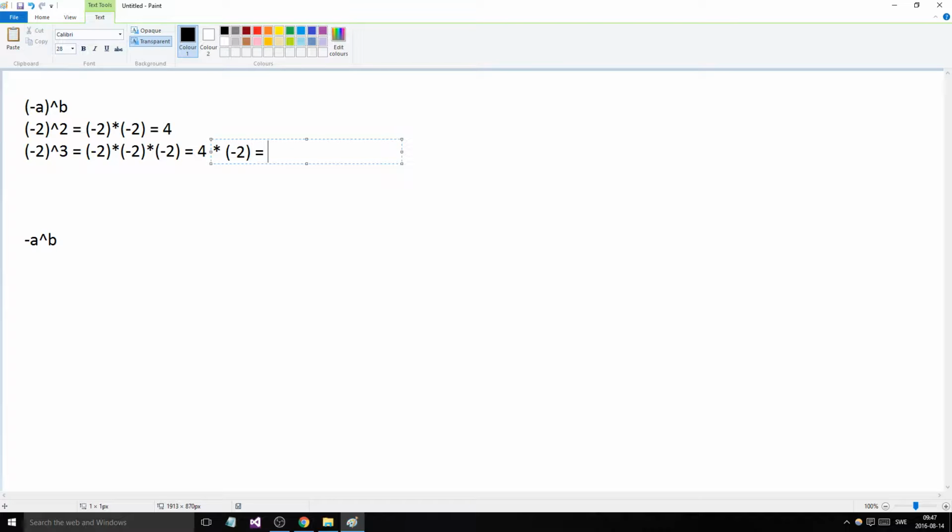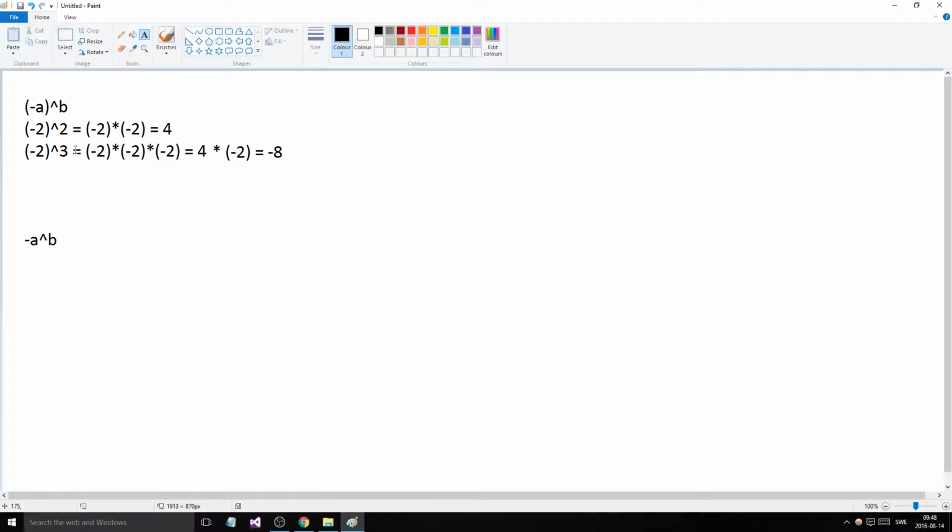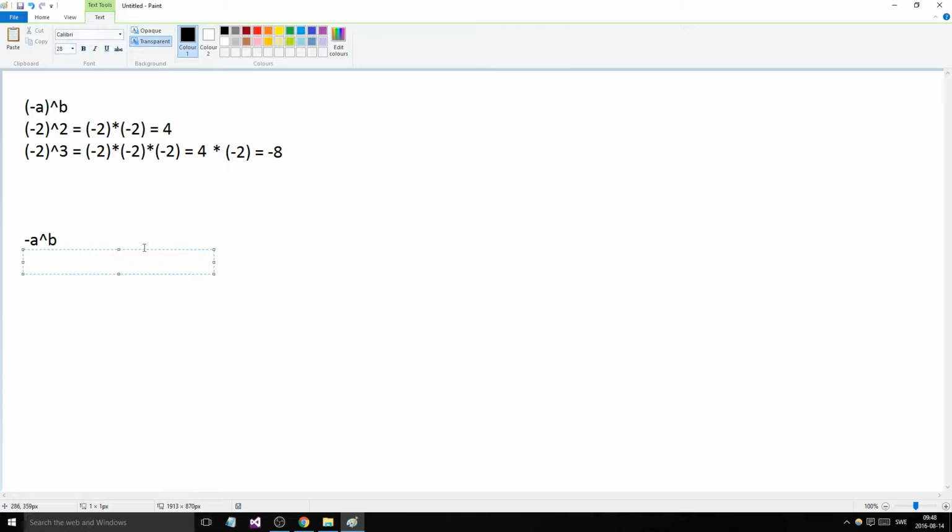Well, anyway, this would give you -6. No, -8, sorry. -8. So you see the difference there? That is very important. But this, on the other hand, is some crazy stuff. This is -2 to the power of 2, which equals -1 multiplied by 2 squared, which is -1 multiplied by 4, which gives you -4. This is a totally different thing.